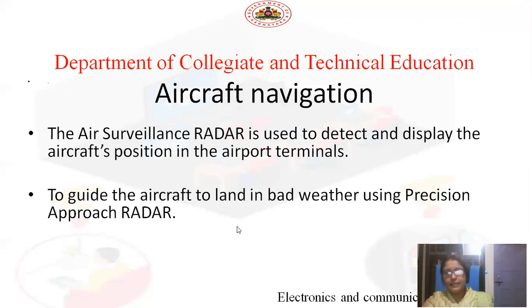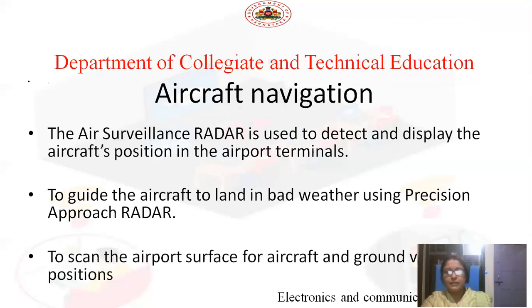Next is to guide the aircraft to land in bad weather using the precision approach radar. In case of bad weather conditions, the pilots are unable to decide where to land. In that case, the radars are used to guide them, to locate them, and to show the correct path for the landing. That is one of the major applications of radar, for navigation of the landing system of aircraft.